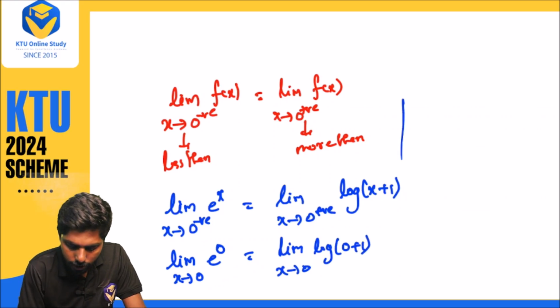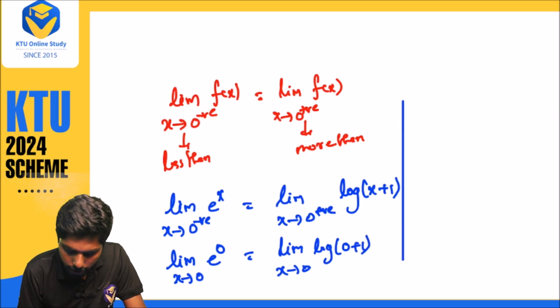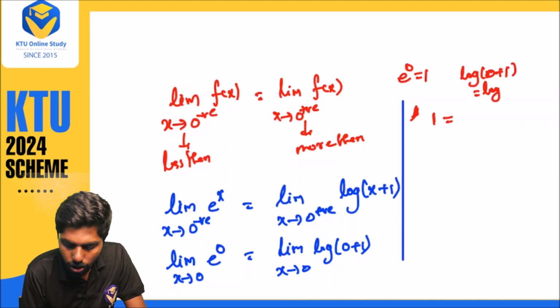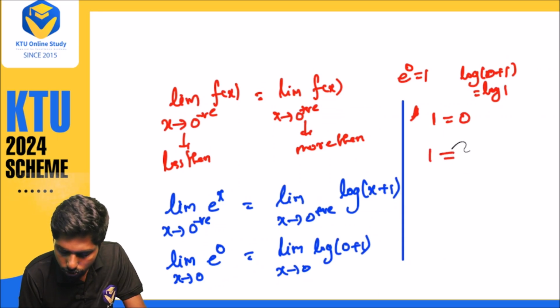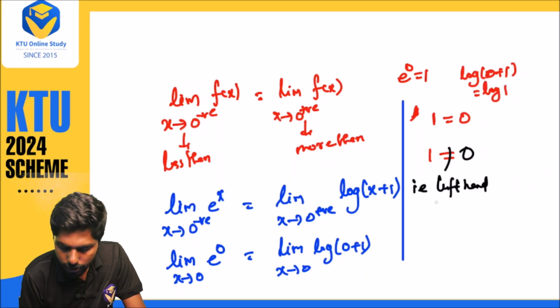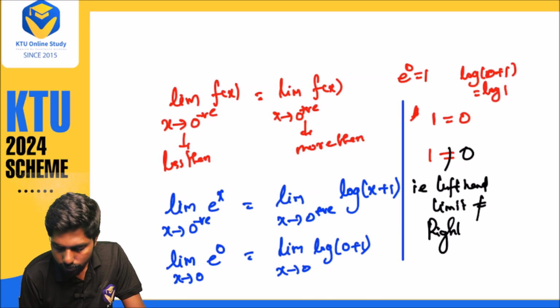So what will we be getting? We will be getting e power 0. E power 0 is what? 1. So 1 is equal to, what is log 0 plus 1? That is nothing but we will be getting log 1. So what is log 1? Log 1 is 0. So 1 is not equal to 0. That means left hand limit is not equal to right hand limit.